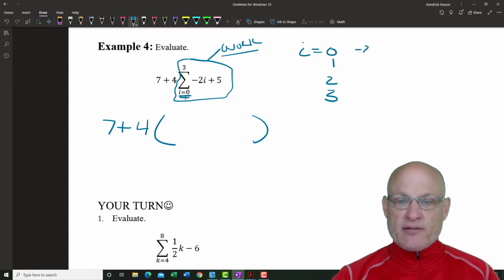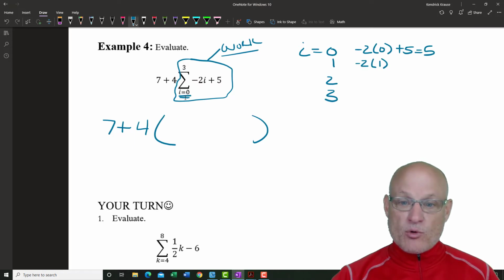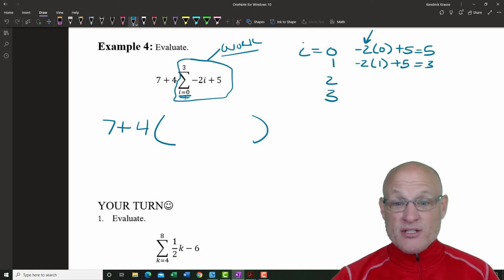So we're going to take -2, multiply by 0, and add 5. And so we get 5. We're going to take -2, multiply it by 1, and add 5. So we get 3. And you see how we're coming down by 2? Slope is -2. -2 times 2 plus 5 is 1, and -2 times 3 plus 5 is -1.